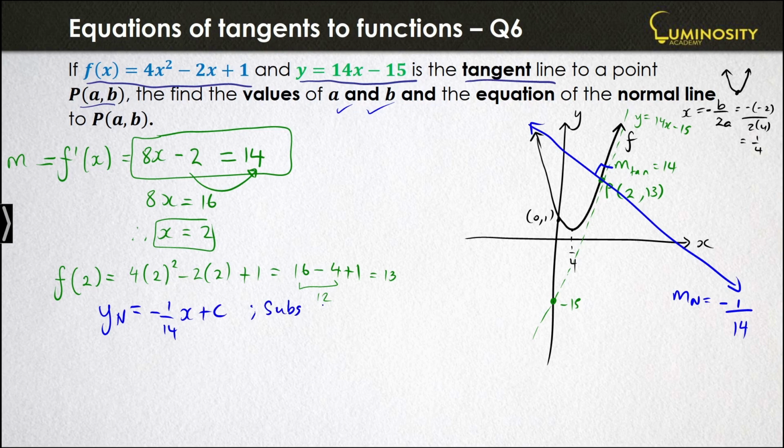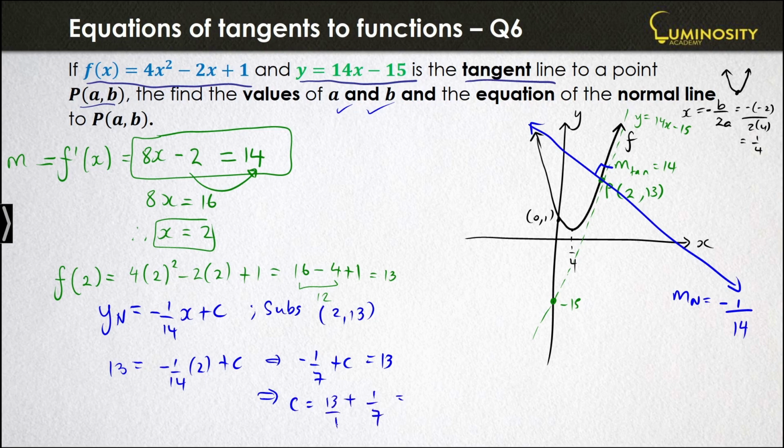Lastly, we'll substitute the point (2, 13) into that. So we'll get 13 equals negative 1 over 14 times 2 plus c. That simplifies to negative 2 over 14, which is negative 1 over 7, plus c equals 13. And therefore, c equals 13 plus 1 over 7. If I simplify that, 13 over 1, 7 times 13, what is that? 7 times 10 is 70, 7 times 3 is 21, so together that's 91, plus 1, so 92 over 7. Okay, so therefore, the equation of my normal line is y equals negative 1 over 14 x plus 92 over 7.